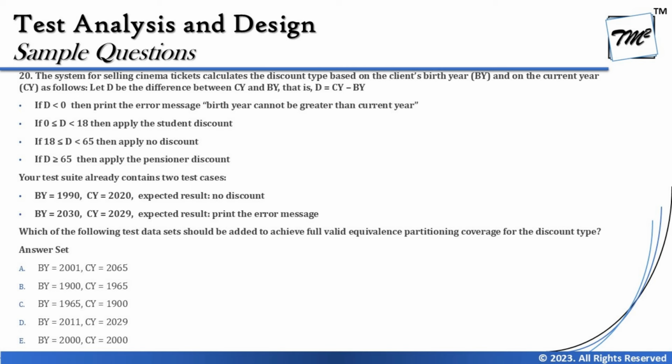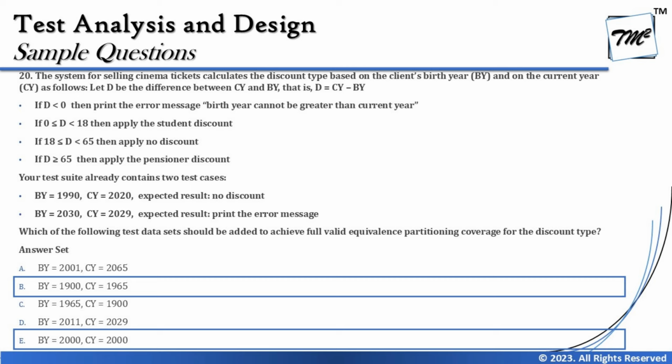And if I look at option E, the birth year is 2000 and the current year is 2000. So this differentiates to 0, and 0 is covered in the second partition, that is D greater than or equal to 0, because the first range says less than 0, not equal to, whereas the second range says equal to 0. So that gets covered, that is apply the student discount. We were supposed to find the test cases for the second and fourth, and that pretty much gets covered here. So we know what our right answers are. The right answers for this particular question are B, birth year 1900, current year 1965, and E, birth year 2000 and current year 2000 as well.